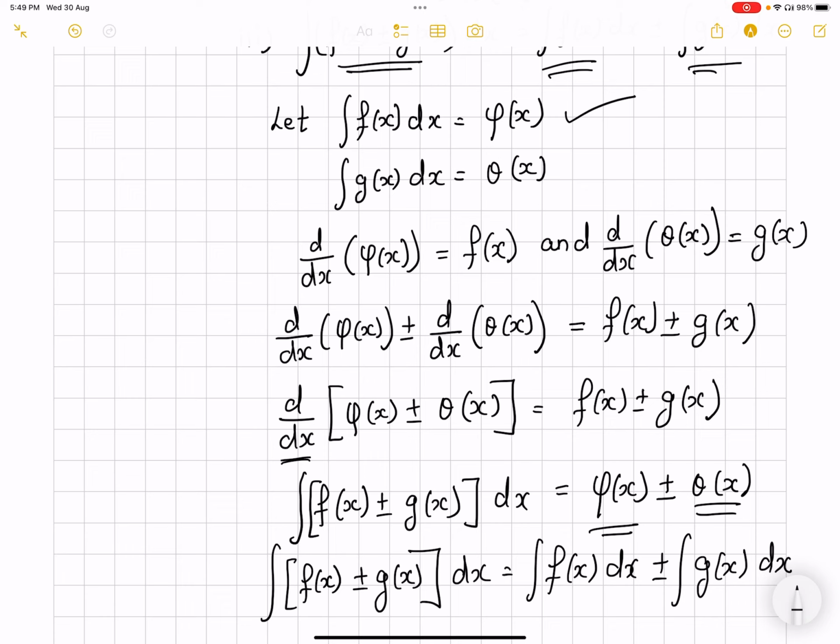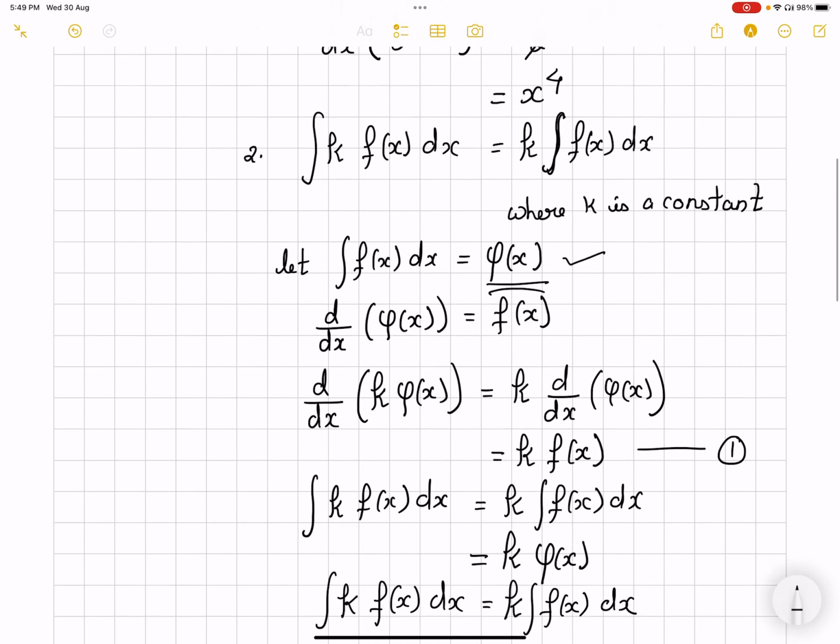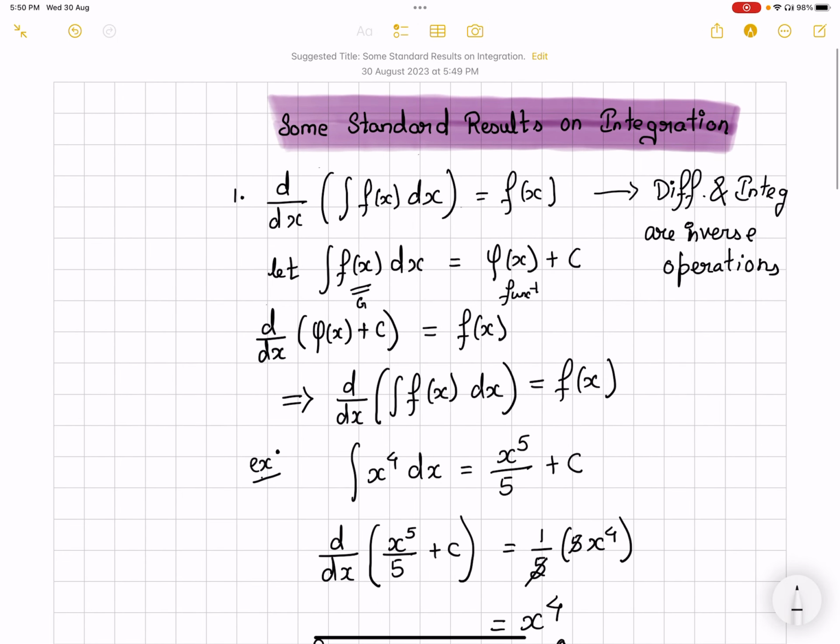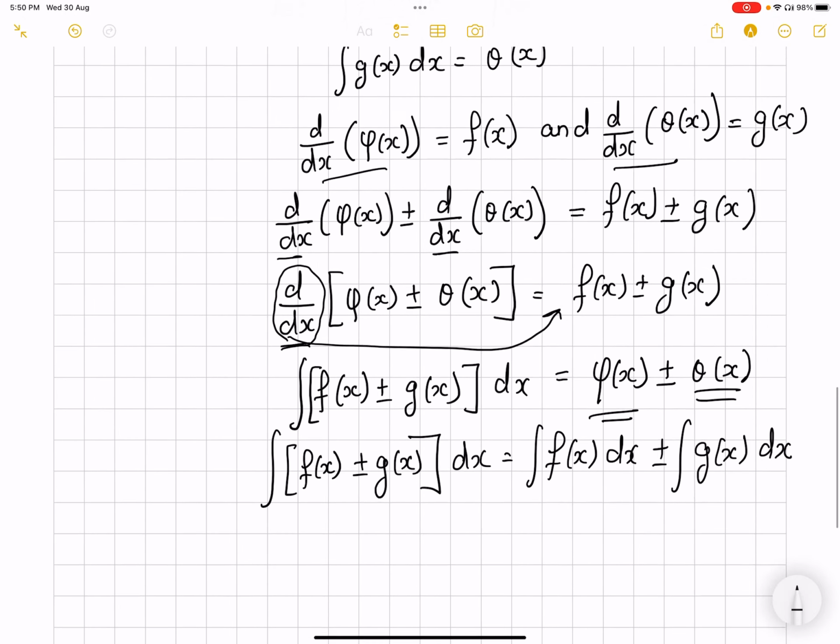Same thing. And when I'm adding this and this with plus or minus, I would be getting f of x plus or minus g of x. And here I'm taking d by dx common, and then I'm writing it as phi of x plus or minus theta of x. And then when this d by dx goes to the other side of the equation, it becomes an integral sign, because we have seen in the beginning that differentiation and integration are inverse operations. So based on this, it would work.